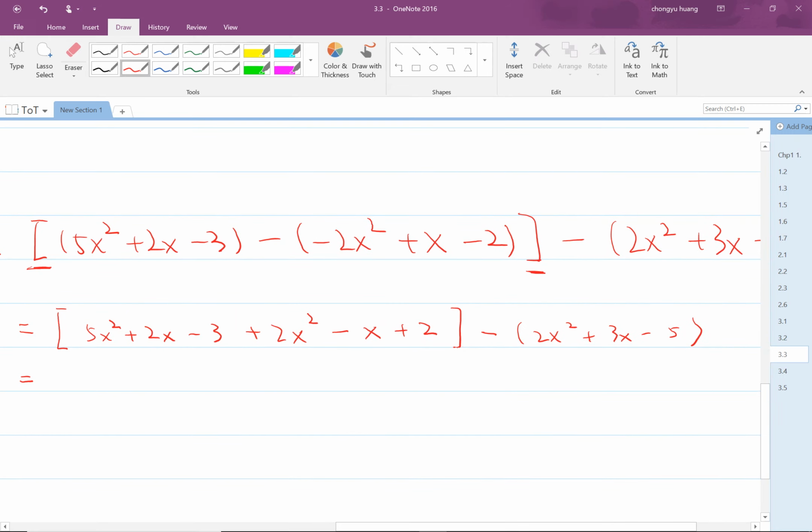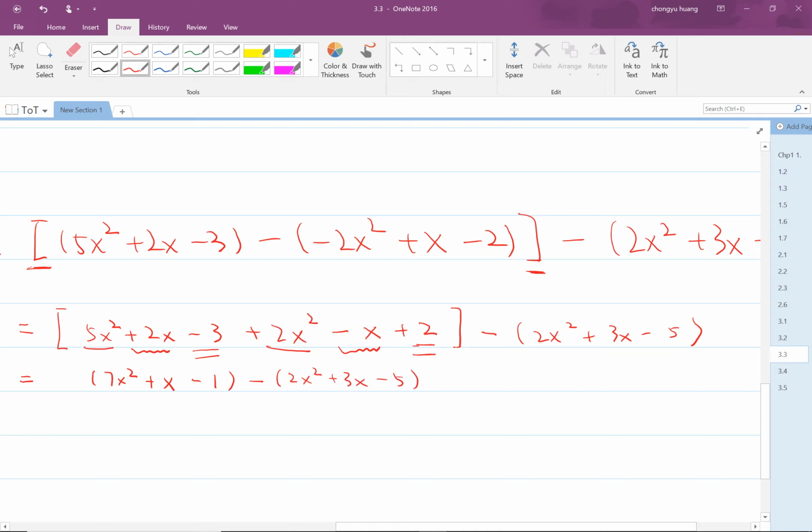So you can see over here we have a 5x squared, and then we have a 2x squared. So 5x squared plus 2x squared is 7x squared. And then we have a plus 2x and a negative x, so 2x minus x is equal to x. And then finally we have a negative 3 plus 2, so negative 3 plus 2 is negative 1. And then minus 2x squared plus 3x minus 5.